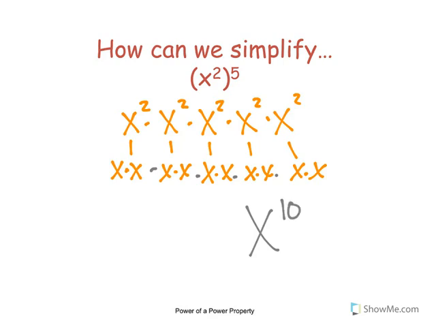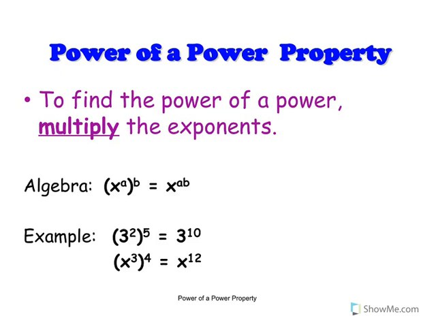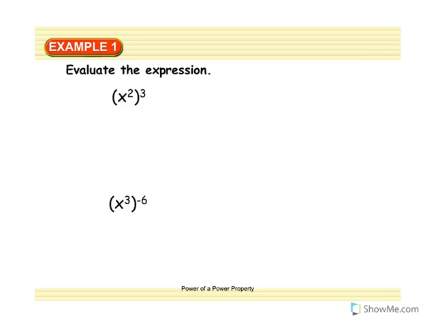So what did we do? We multiplied the powers. Now, why are we multiplying the powers? Well, we multiply them because the outside power tells us how many of the inside powers we have. We have 5 groups of x squared, each of which is 2 powers of x, so 5 times 2 is 10. And there is your power of a power property. So you can pause this and get it into your notes. All right, so then we can move on.